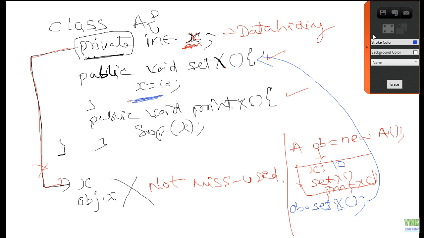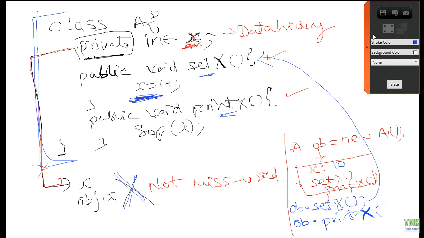This x is accessed inside the class only. It is not accessed outside the class, and this is what we call security to data. Data means the variable, and the data present in the variable has security, because it is not directly accessed outside the class. It is accessed through methods. Similarly, if I want to print the x value, I say ob dot printX, and the printX method will be called, which prints the x value, 10.